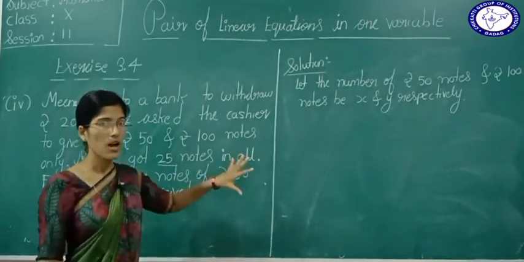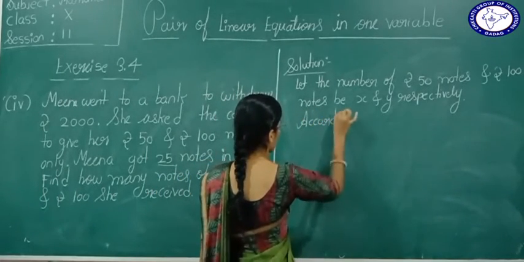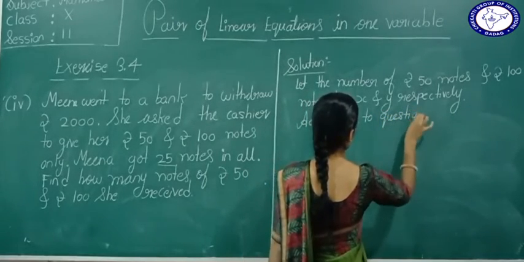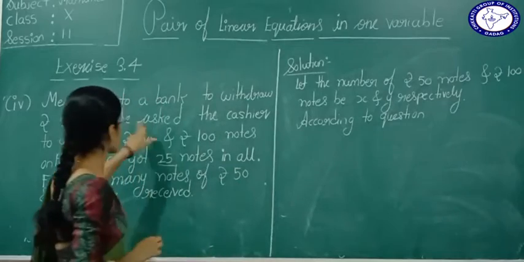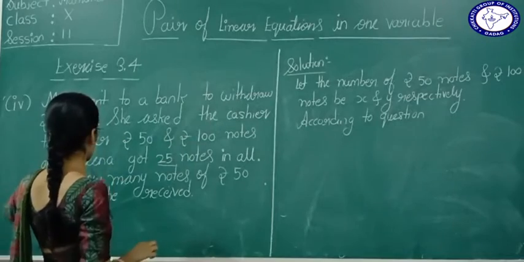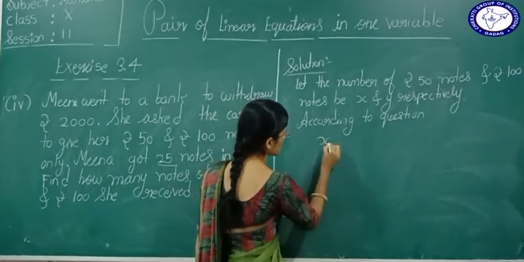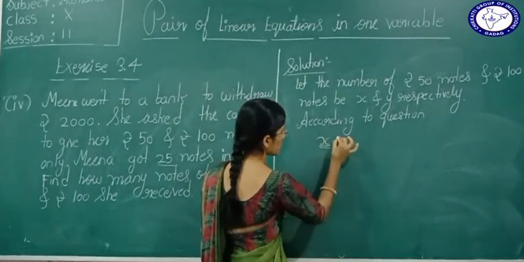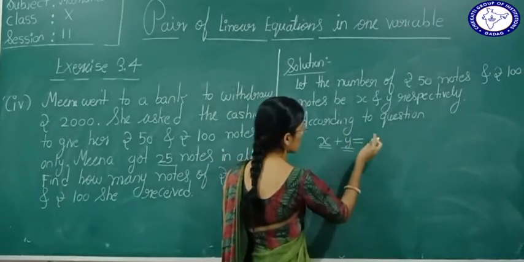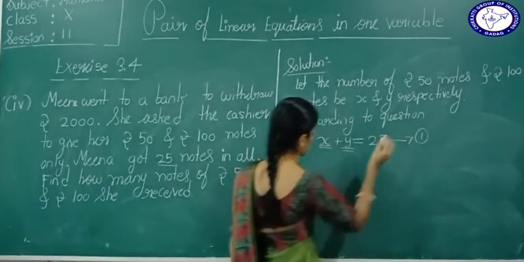We will form the pair of linear equations according to the question. Now see, she asked the cashier to give her rupees 50 and rupees 100 notes only. Meena got 25 notes in all. Here we took x as the number of 50 rupees notes and y as the number of 100 rupees notes. In total, how many notes she got? 25 notes. Call this equation number 1.